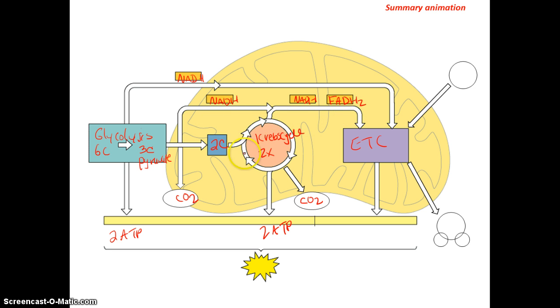And all these electron carriers that picked up all this energy will now go to the electron transport chain and make a lot of ATPs. And this is where oxygen is needed: oxygen is the last electron acceptor, and it will be reduced and become water.